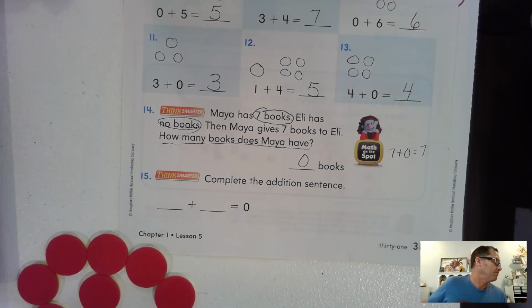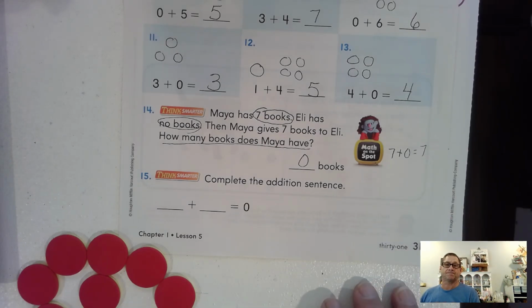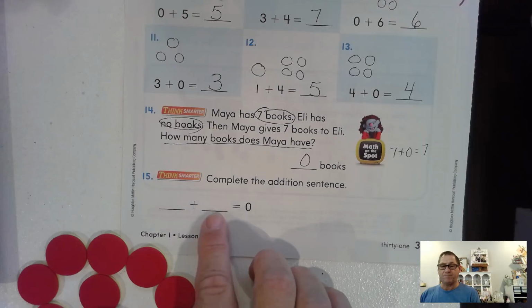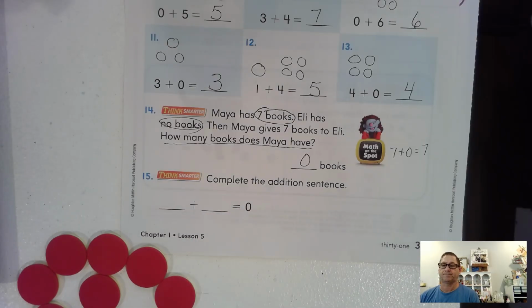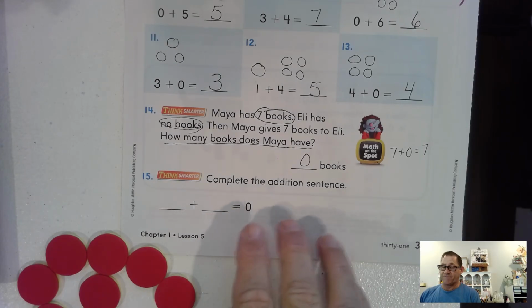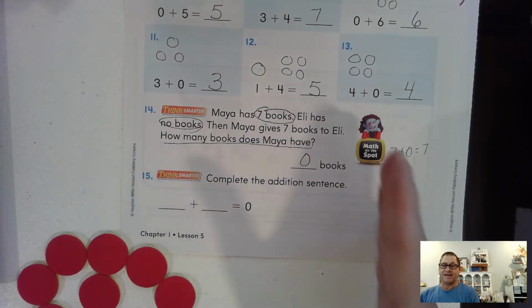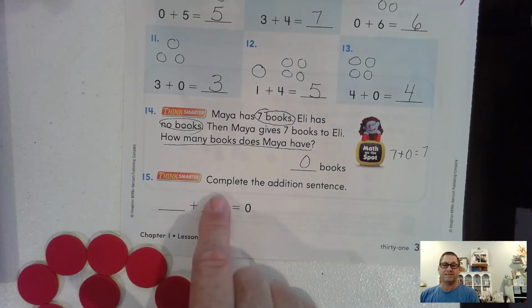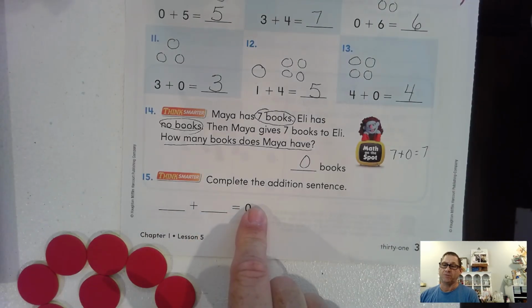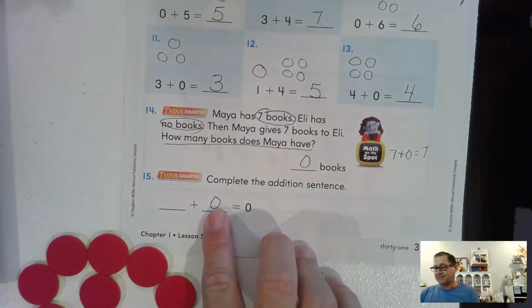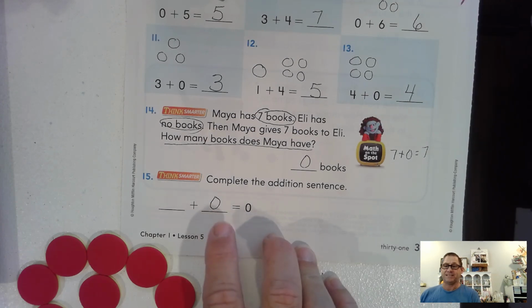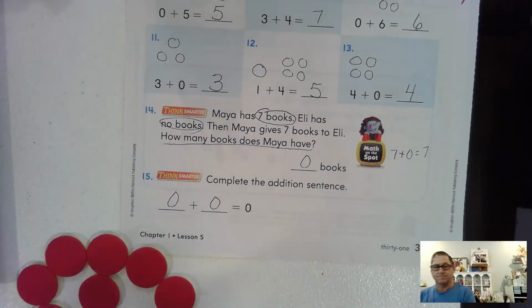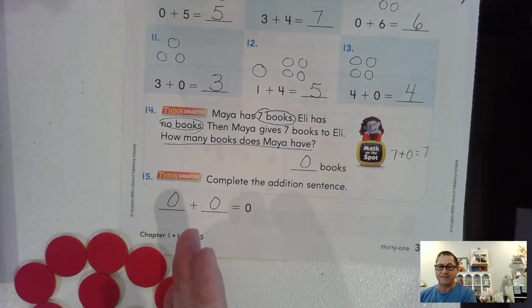Complete the addition problem. Something plus something equals 0. Well, we know that if you add 0 to any number, it is that number, right? So if I was to put 1 here, and I said 1 plus 0, the answer wouldn't be 0. It would be 1. So what would I have to add to 0 to get 0? It would have to be 0. Okay? Nothing plus nothing equals nothing.